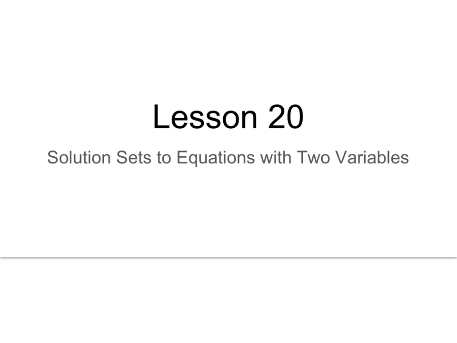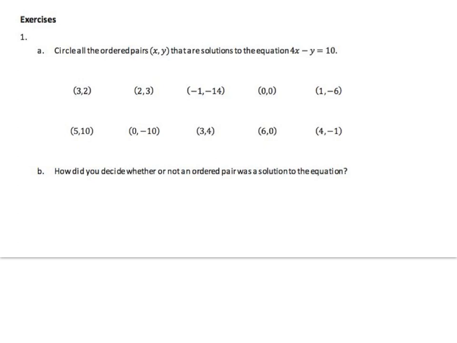Hello, Algebra 1. We've done a lot of solution set stuff. We've done solution sets with equalities, with inequalities, and today we're doing solution sets with two variables. Okay, two variables. First part. It says circle all the ordered pairs, x, y, that are solutions to the equation 4x minus y equals 10.